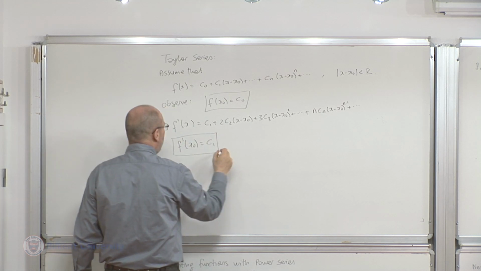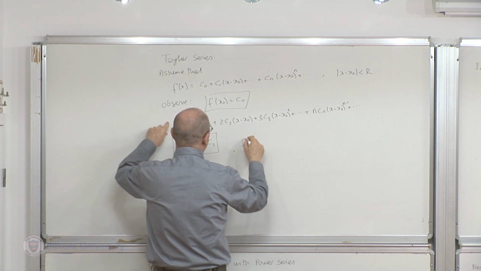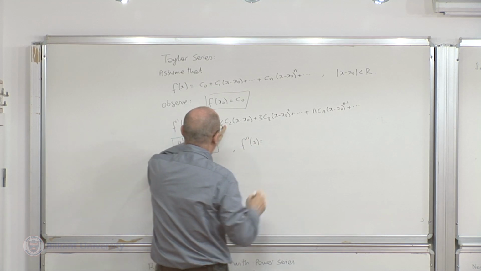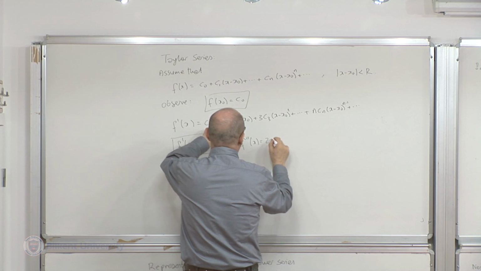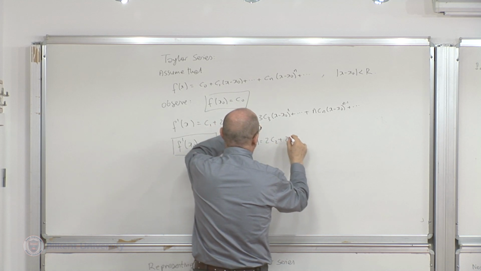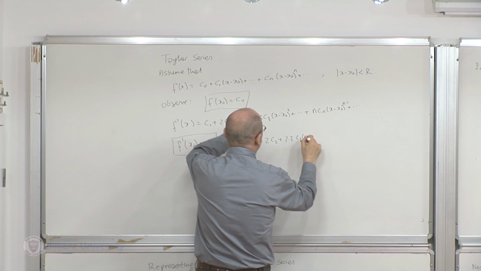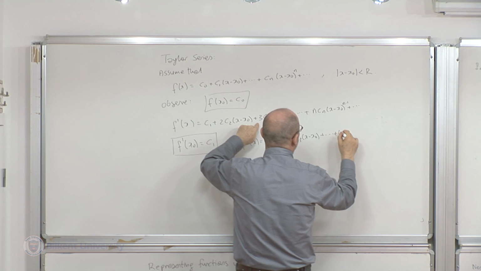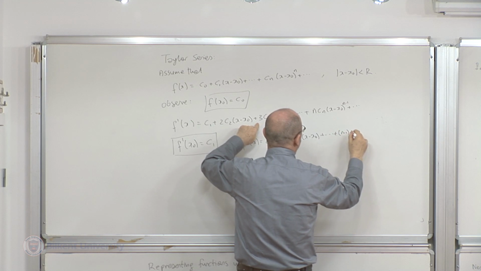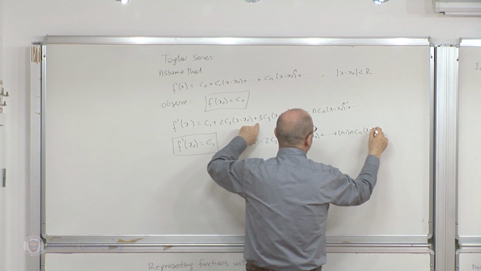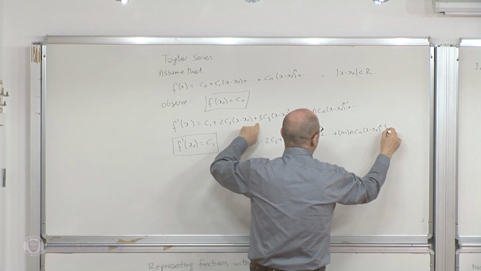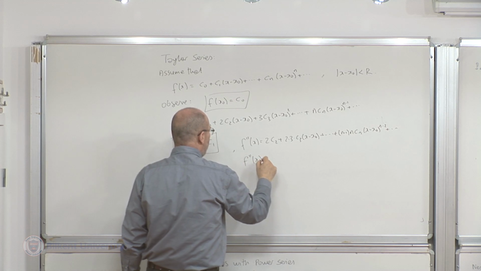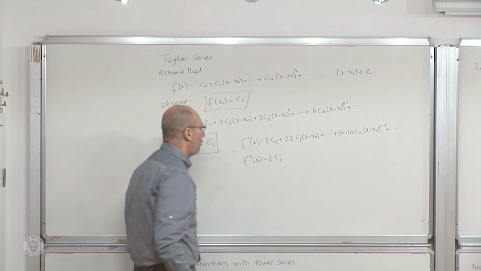I take one more derivative. So I'll take infinitely many derivatives like this. So this time this is killed. I have 2c2 plus 2 times 3 times c3 (x minus x sub 0) plus ... plus (n minus 1) times n times cn (x minus x sub 0)^(n minus 2). If I evaluate this again at x sub 0, I'll get 2c2.